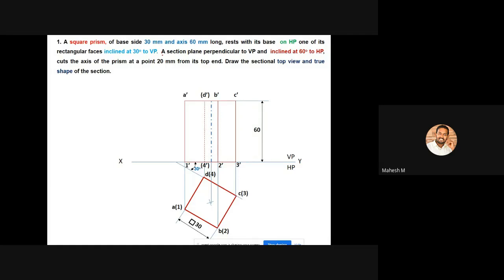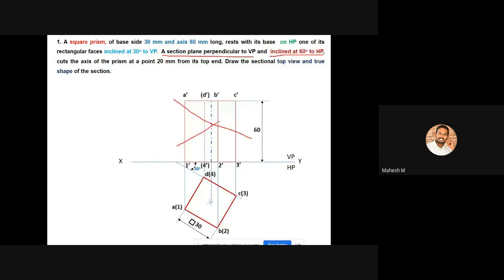So the next question: a sectional plane perpendicular to VP. If it is perpendicular to VP, you will have an inclined angle to HP. So the inclination of this sectional plane is 60 degree to HP. So you have to create a sectional line. The angle of this sectional line should be 60 degree. Either you can create it like this, or else you can create the section line like this. It depends upon the rest of the conditions.